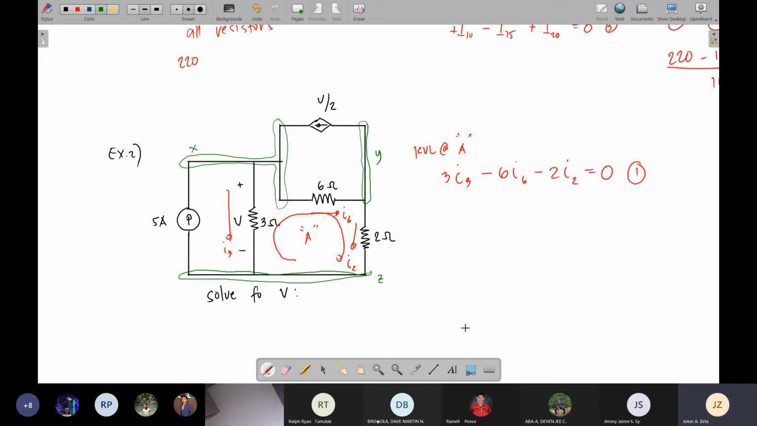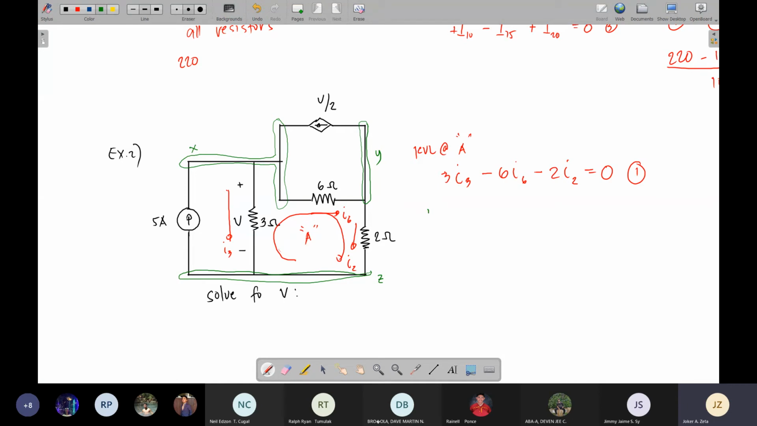Next, we're going to apply KCL to the nodes. Take note, we need 3 equations because we have 3 unknown currents, I3, I6, and I2. So we only need 2 more, so we will apply KCL twice to get three equations. Sir, where do we apply KCL? It's up to you, as long as you can have 2 more equations.